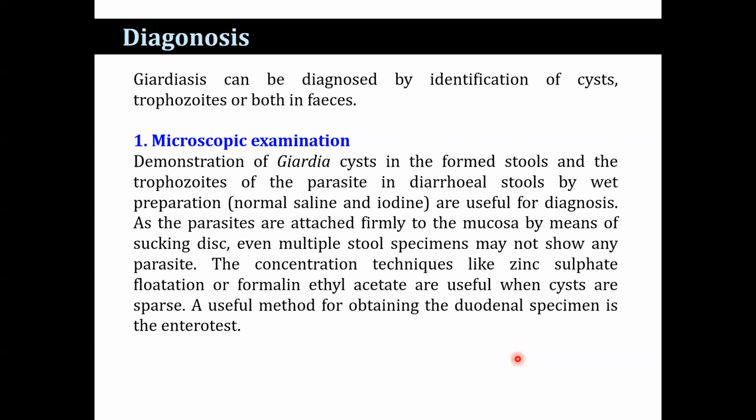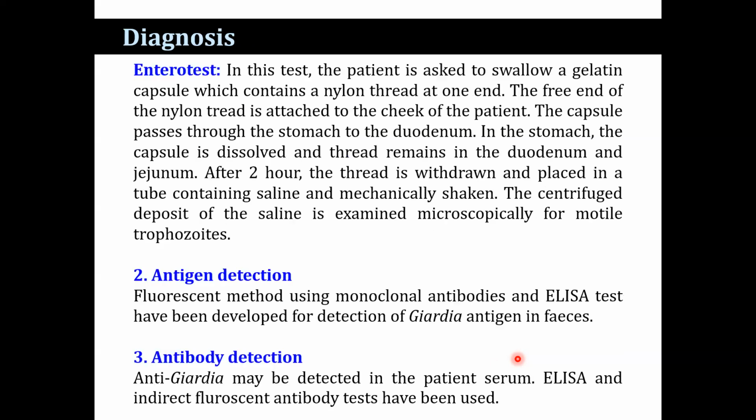A useful method for obtaining the duodenal specimen is the Entero-Test. Another test is antigen detection, and another test is antibody detection. Especially in antigen detection, the fluorescence method using a monoclonal antibody and ELISA tests have been developed for detection of Giardia antigen in the fecal matter. And anti-Giardia antibodies may be detected in the patient's serum; ELISA and indirect fluorescent antibody tests have been used. And the first test that I mentioned, the microscopic examination, is done by the Entero-Test.